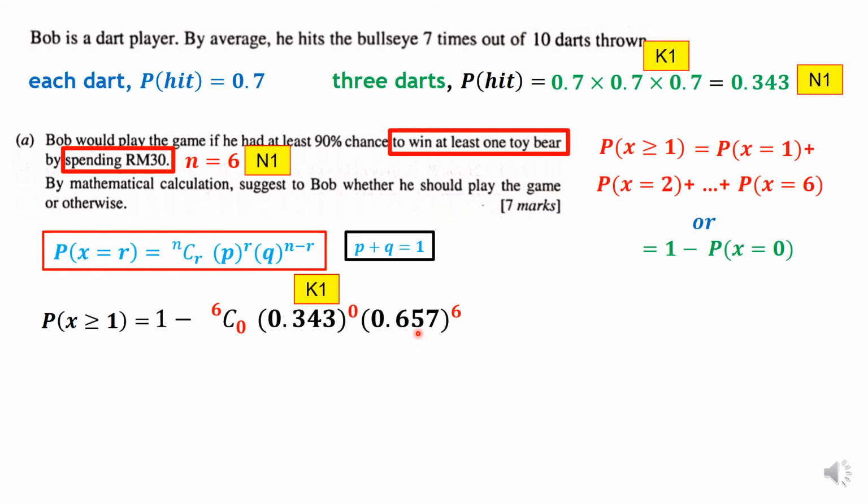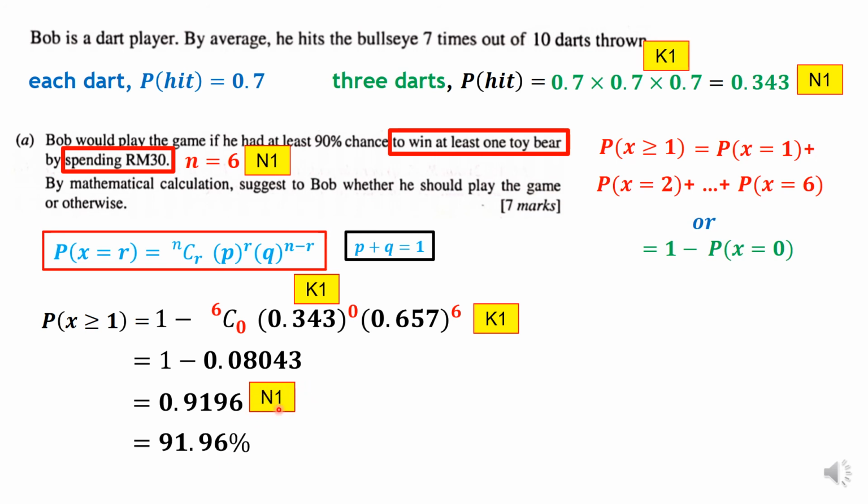And when you get the whole part of this correct to determine the probability to win at least one toy, either you follow this or this, you will get 1 mark. Then continue pressing your calculator, you'll be able to get this, and then continue with your calculation, you get this. And this you convert into percentage. Okay, this you will get 1 mark, because this is the probability. You convert into percentage, 91.96%, and this is greater than 90%.